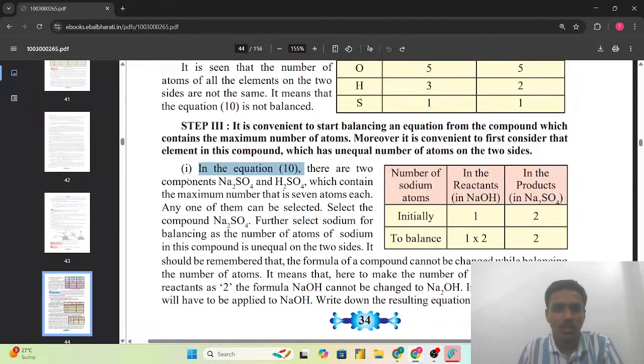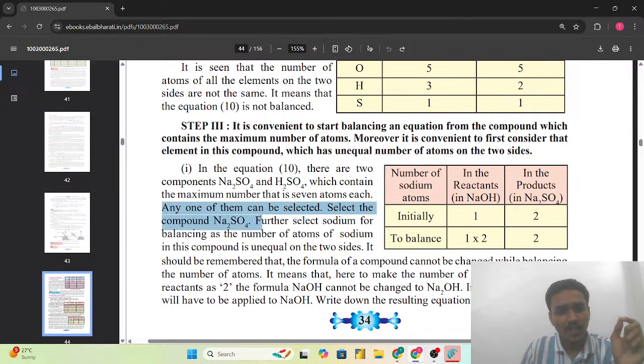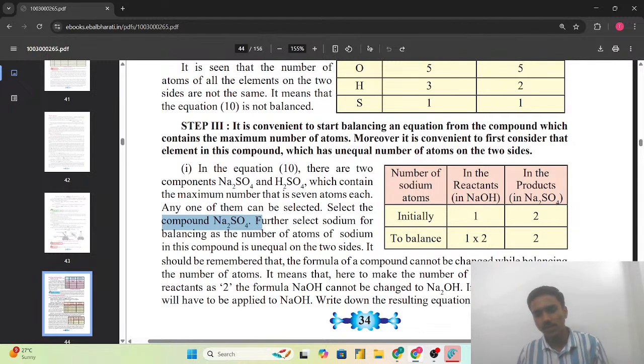In the equation 10, there are the two compounds Na2SO4 and H2SO4, which contain the maximum number, that is 7 atoms each. मतलब यहाँ पर अगर हम देखें तो दो सोडियम के, एक सल्फर एंड चार ऑक्सीजन, चार, पांच, छह, सात. सात इसमें है, चार, पांच, छह, सात, सात एटम्स ईच इस कंपाउंड में यहाँ पर हम देख सकते हैं. सो एनी वन ऑफ देम कैन बी सिलेक्टेड. सिलेक्ट द कंपाउंड Na2SO4. तो इन दोनों में से कौन सा भी एक सिलेक्ट करना है. सो वी आर सिलेक्टिंग द Na2SO4. फर्दर सिलेक्ट सोडियम फॉर बैलेंसिंग एज द नंबर ऑफ एटम्स ऑफ द सोडियम इन दिस कंपाउंड इज अनइक्वल ऑन द टू साइड्स.